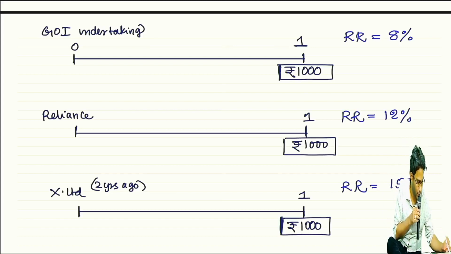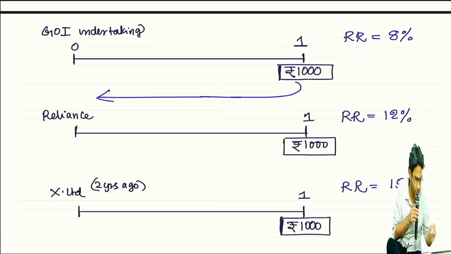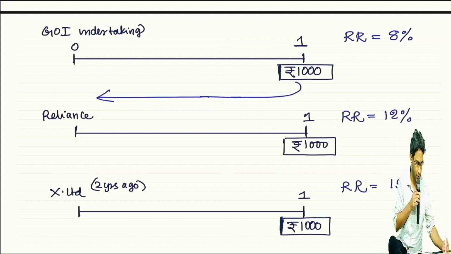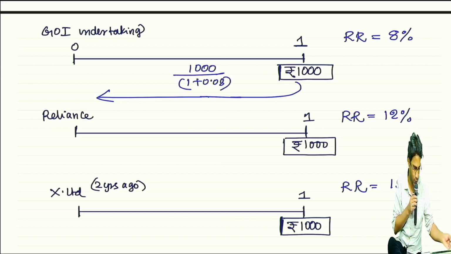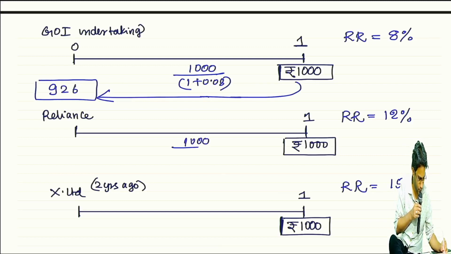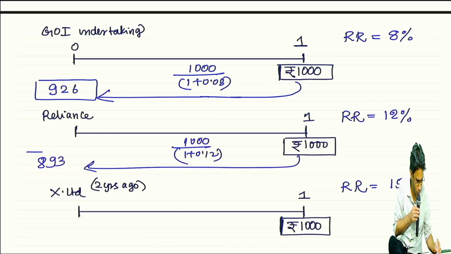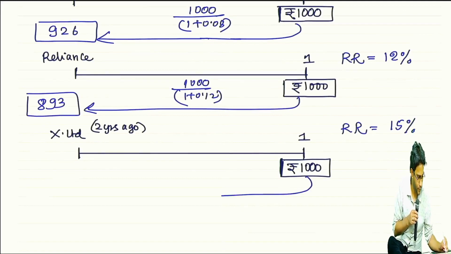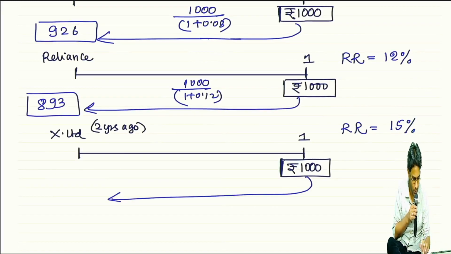Now tell me the fair value of each bond. You have to discount by how many years? All 1 year only. So 1000 divided by 1 plus 0.08. You can multiply with the PVIF also. For 1 year I am doing it like that. 926. Then 1000 divided by 1.12.